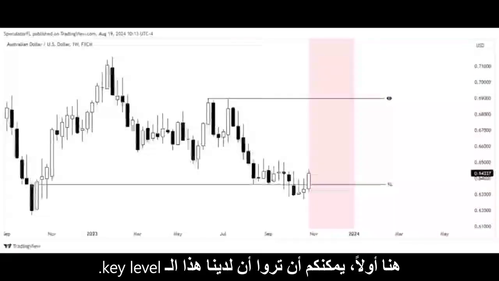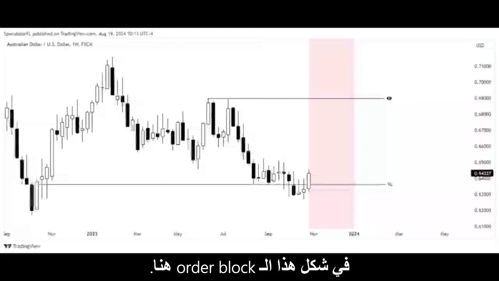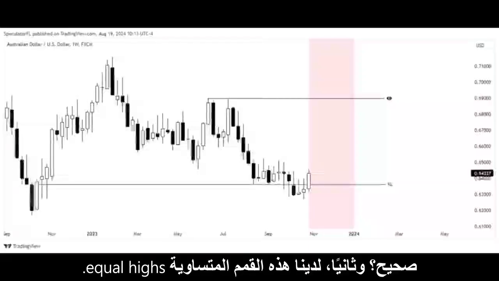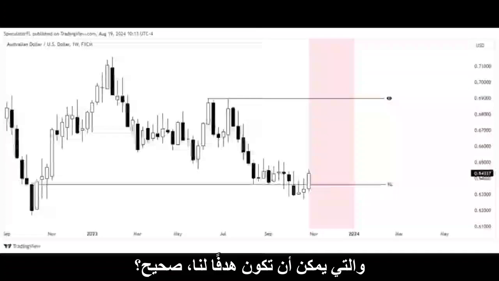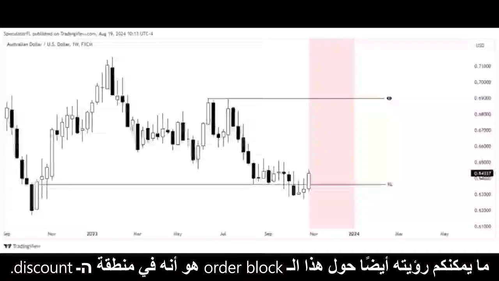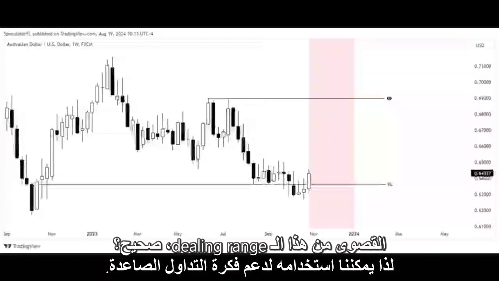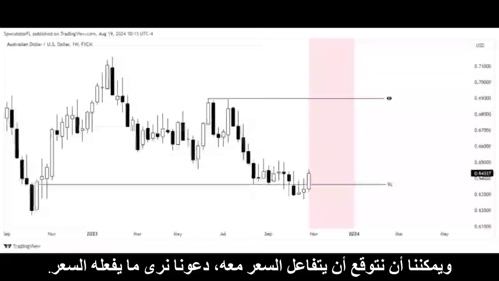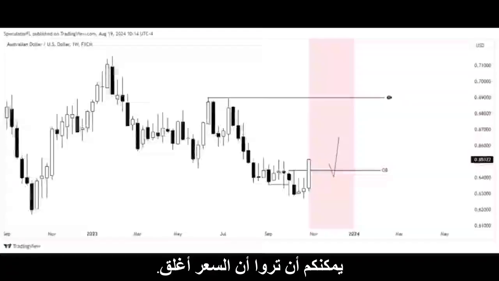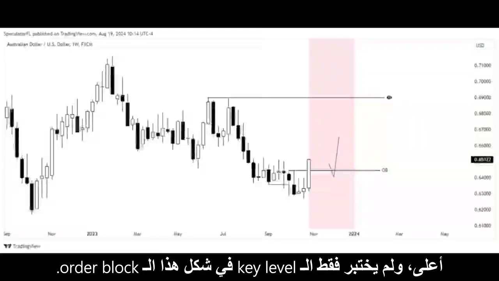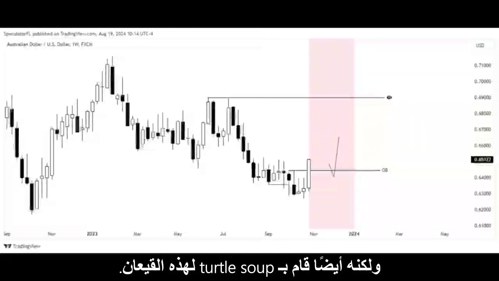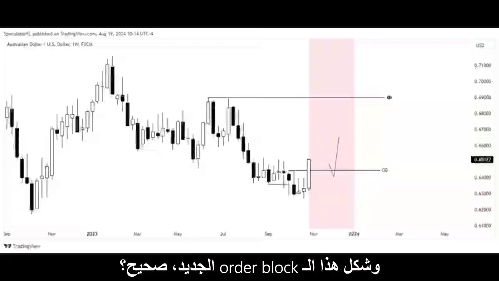Right here, first of all, you can see that we've got a key level in the form of this order block, and second of all, we've got these equal highs which could potentially act as a target for us, right? What you can also see about this order block is that it's in the discount extreme region of this dealing range. So we can use it to support the bullish trading idea, and we can expect price to react off of it. Let's see what price does. You can see price closed above, and not only did it test the key level in the form of this order block, but it also turtle soup swept these lows and formed this new order block, right?